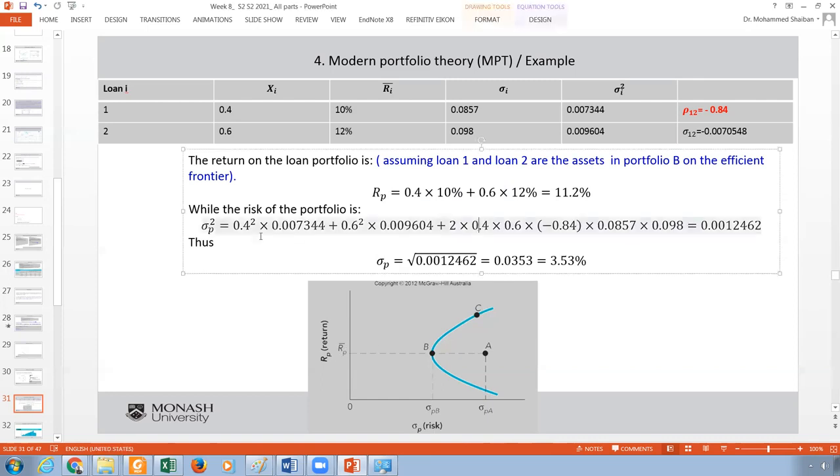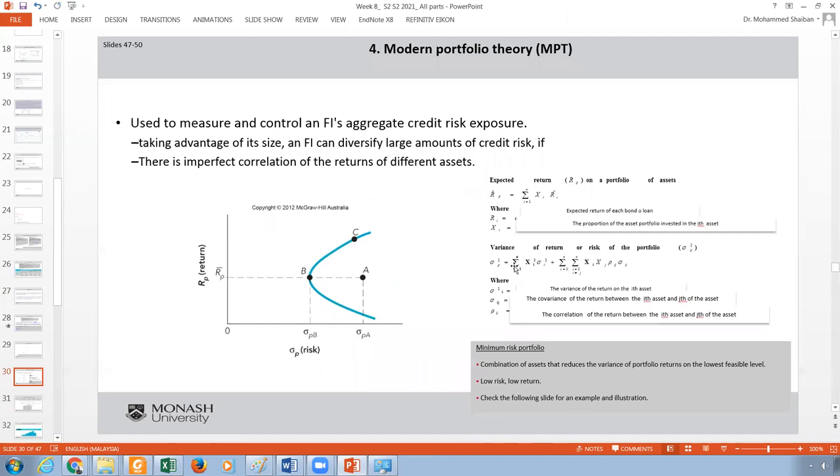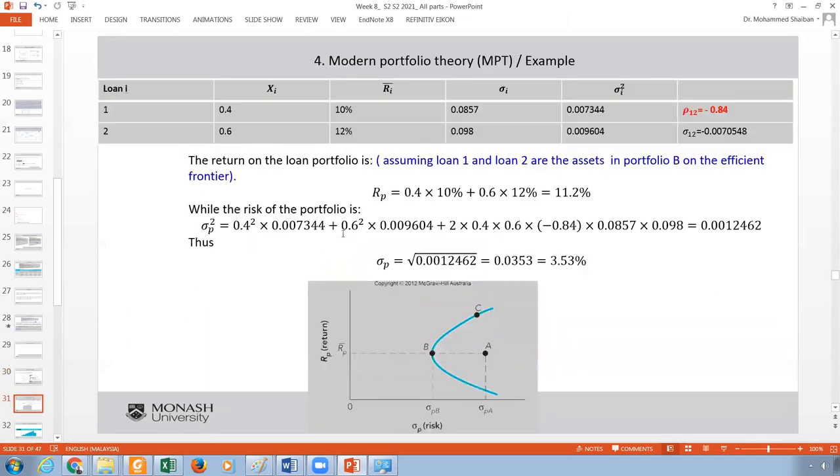Then I have to calculate the risk. Now the risk is a complicated issue. Not complicated, it's just too much calculation. And the formula is actually here. You can see it, it's here. And the meaning of the formula is here. So all of this is given in this formula.